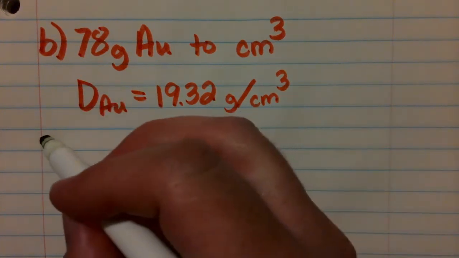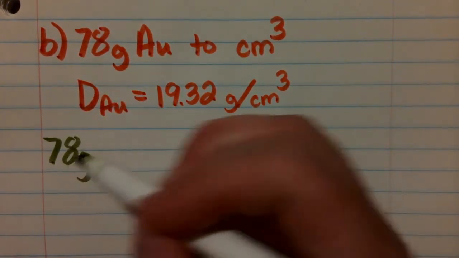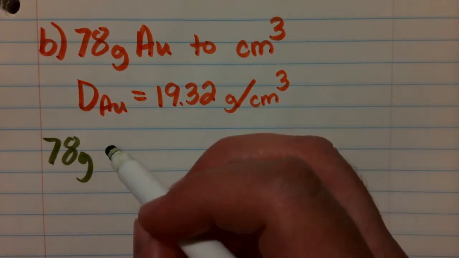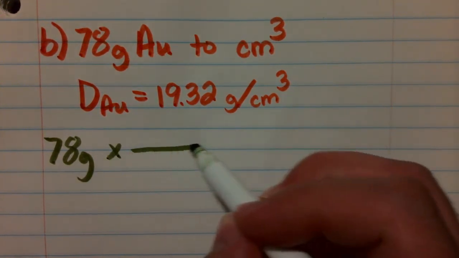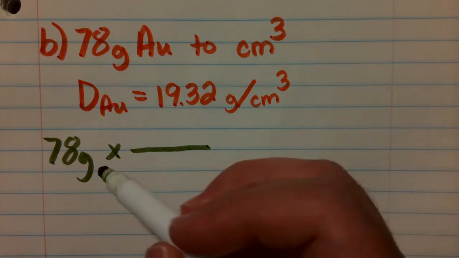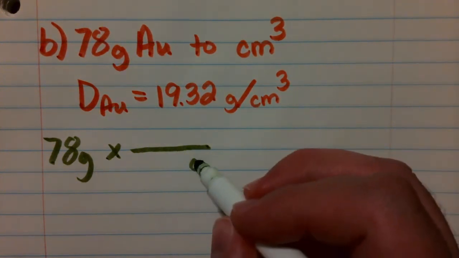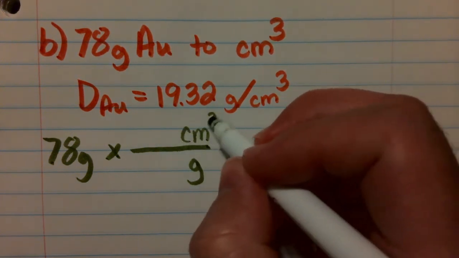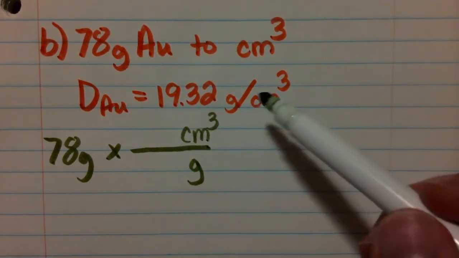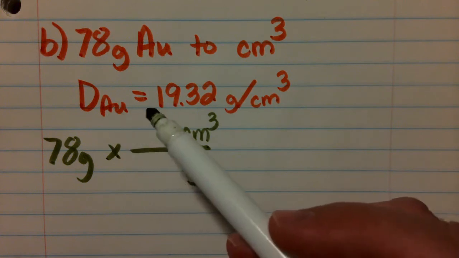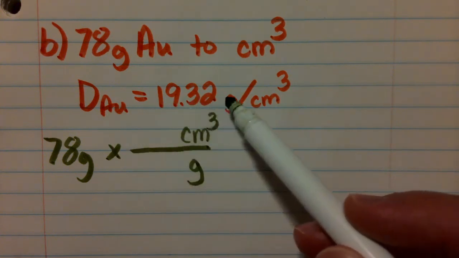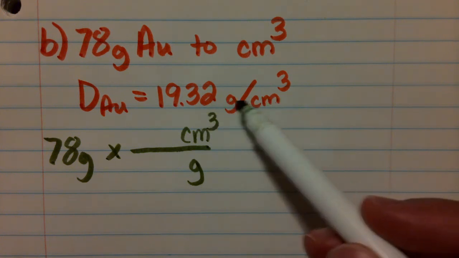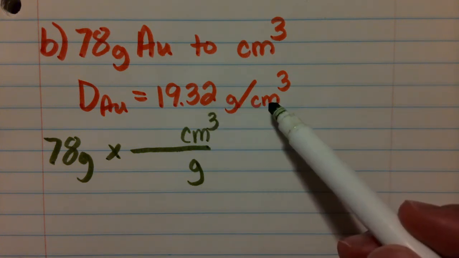I have 78 grams that I'm trying to convert, so I start by writing 78 grams of gold. Then I multiply by a fraction. On the bottom of the fraction, I'm going to put the unit I'm trying to get rid of. On the top of the fraction, the unit I'm trying to get. Now, in the problem, I'm told that the density of gold is 19.32 grams per cubic centimeter. This is a conversion factor between grams and cubic centimeters.